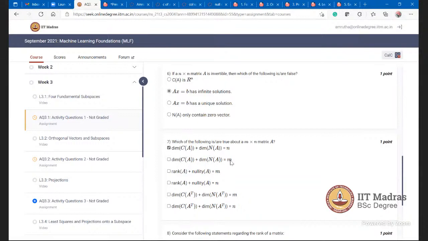So it is not equal to n. Therefore, this is a wrong option. And rank of A is R. Nullity of A is n minus R, which will give you n, but here it is m. So this is a wrong option. And this is the correct option.